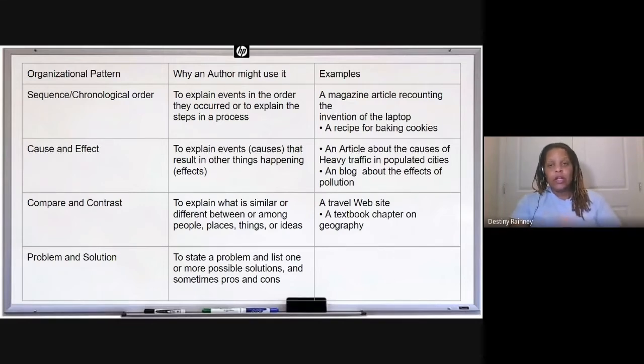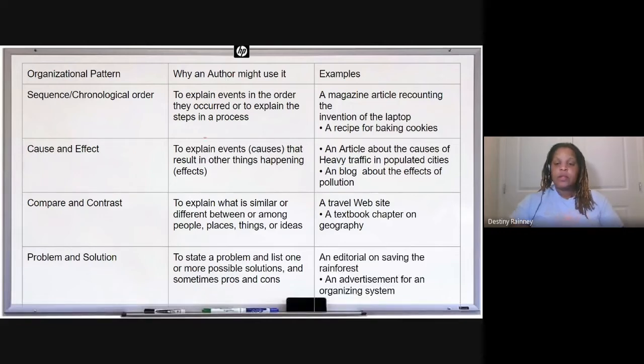And lastly, let's take a look at problem and solution. Go ahead and write down an example of where you may find a text with problem and solution. All right. You could possibly find it in an editorial on saving the rainforest. There may be a problem, the rainforest may be becoming extinct or disappearing, and then they provide a solution of how to save the rainforest. Or an advertisement for an organizing system.